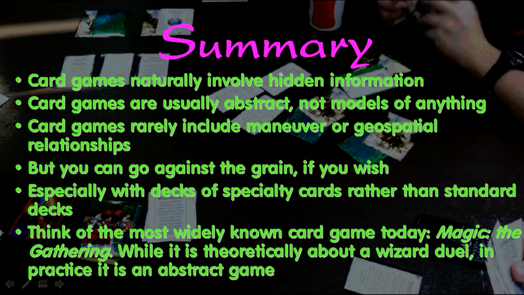So as a summary, card games naturally involve hidden information. Card games are usually abstract, not models of anything. Card games rarely include maneuver or geospatial relationships, but you can go against the grain if you wish. And I think that's what makes some card games really interesting, and that's how I try to design many of my card games, to go against the natural grain of card games. And especially with decks of specialty cards rather than standard decks, you can get away from what's natural in cards.